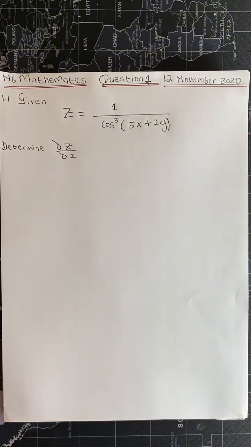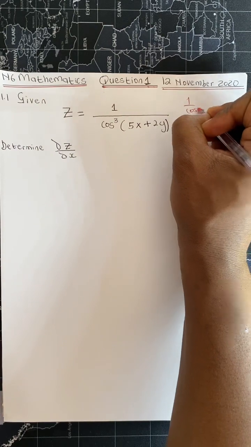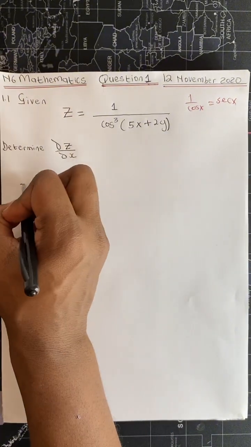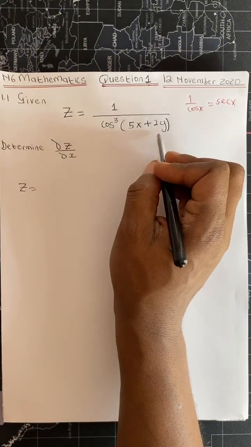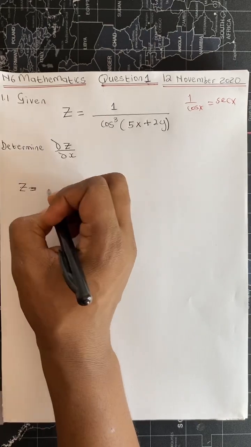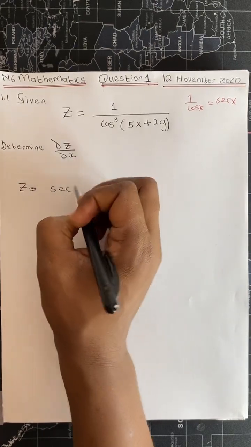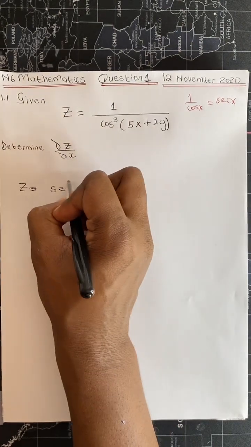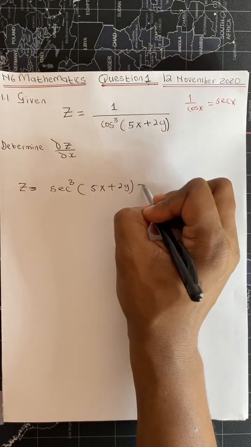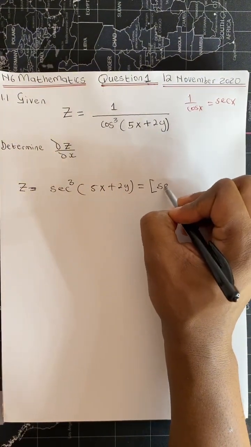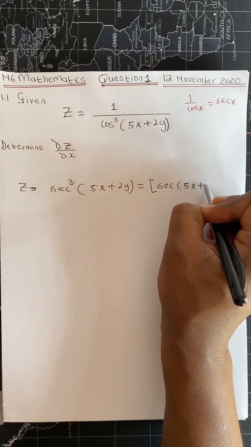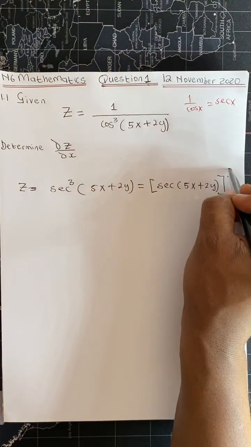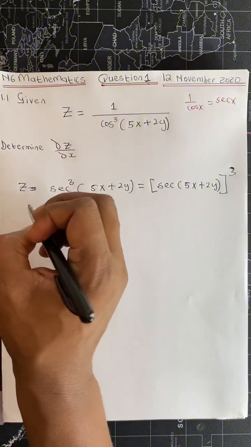So we know that 1 over cos x is equal to sec x, but in this case, we have 1 over cos cubed of 5x plus 2y, so this will be equal to sec of (5x plus 2y) cubed, and we can write this as sec of 5x plus 2y, all raised to the power 3. So we take that 3 and put it there so that it is easier for us to differentiate this.